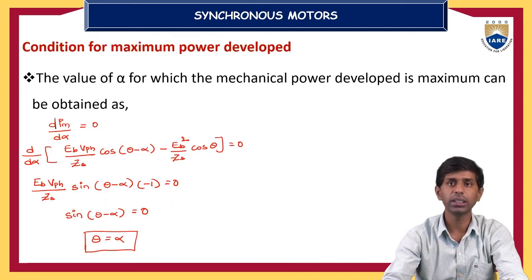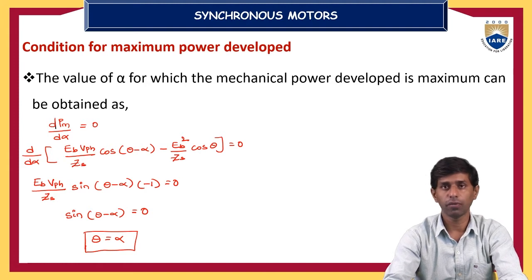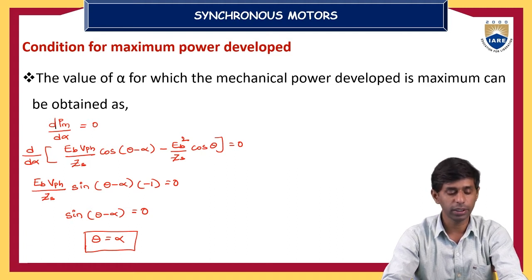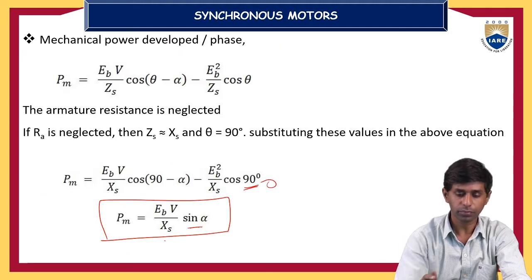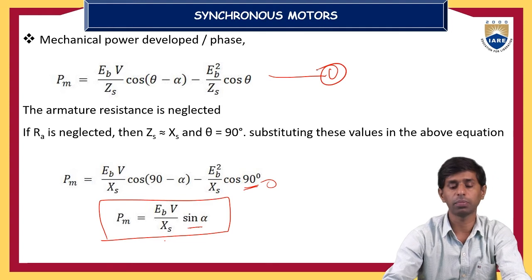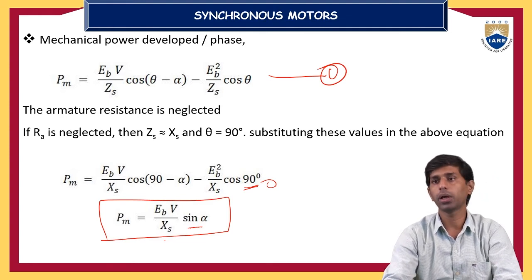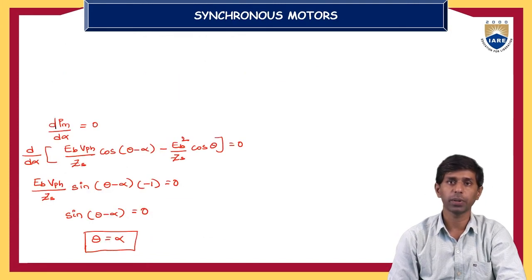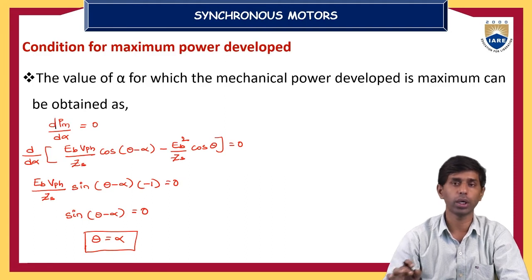So let us derive the condition for maximum power developed. The value of alpha, the load angle, for which the mechanical power developed is maximum can be obtained by differentiating the mechanical power developed expression with respect to alpha and equating it to 0. This is the equation of mechanical power developed under normal condition, that is, considering the resistance of the armature winding. So differentiate equation number 1 with respect to the load angle alpha and equate it to 0.